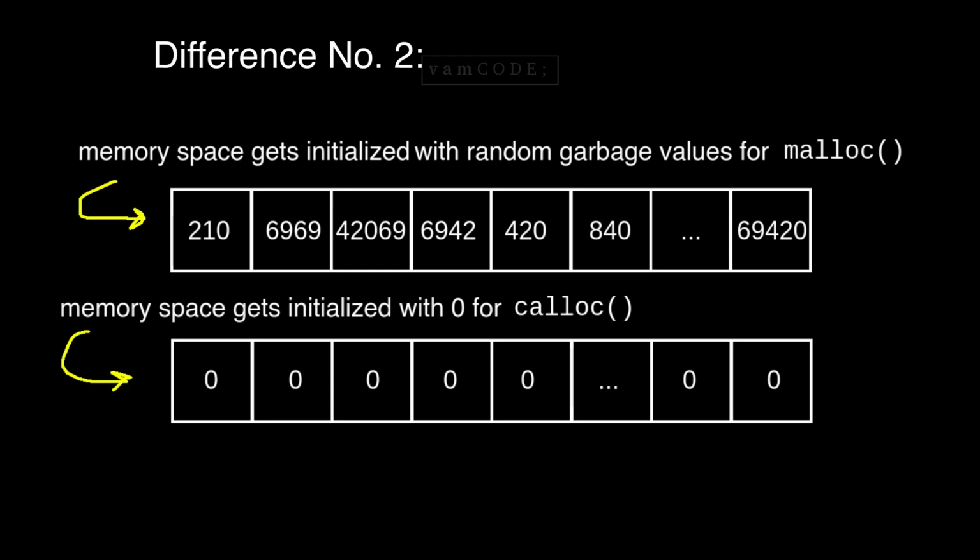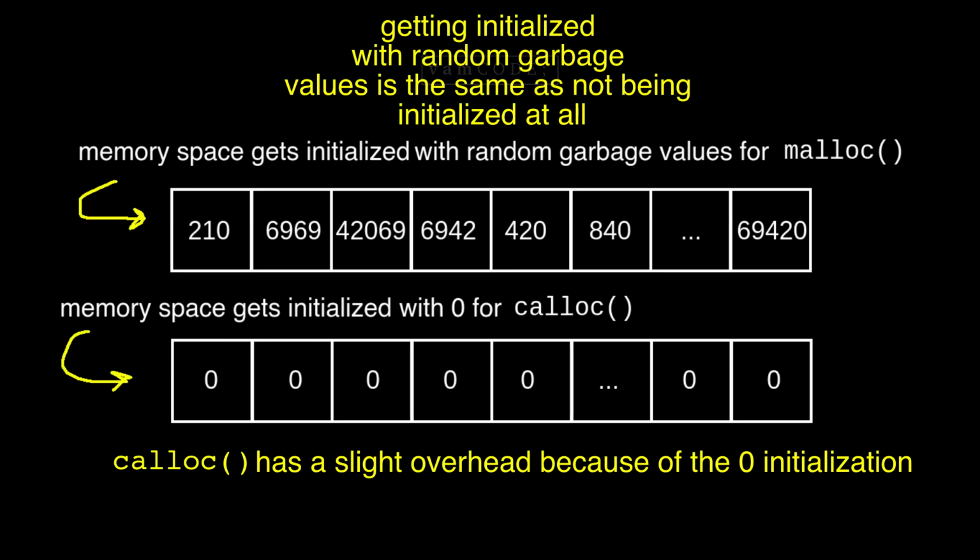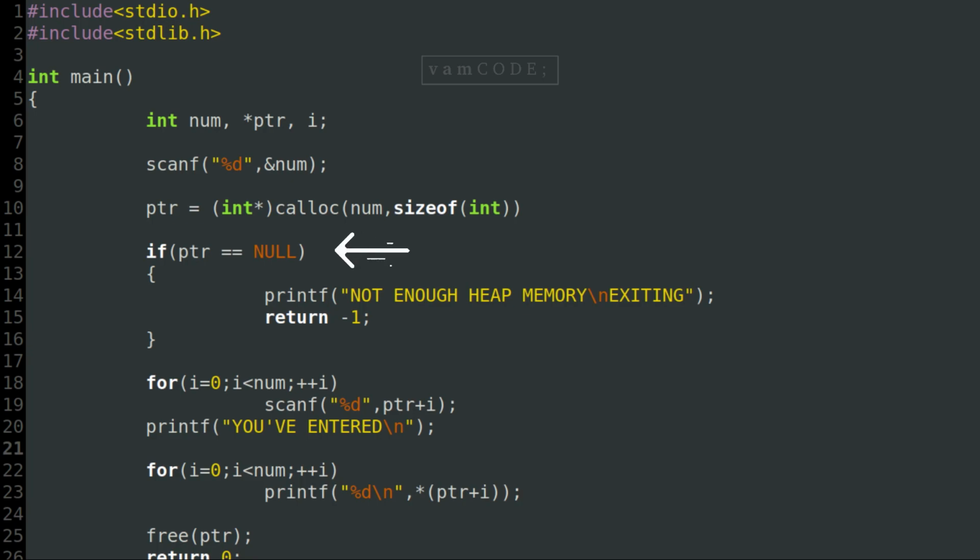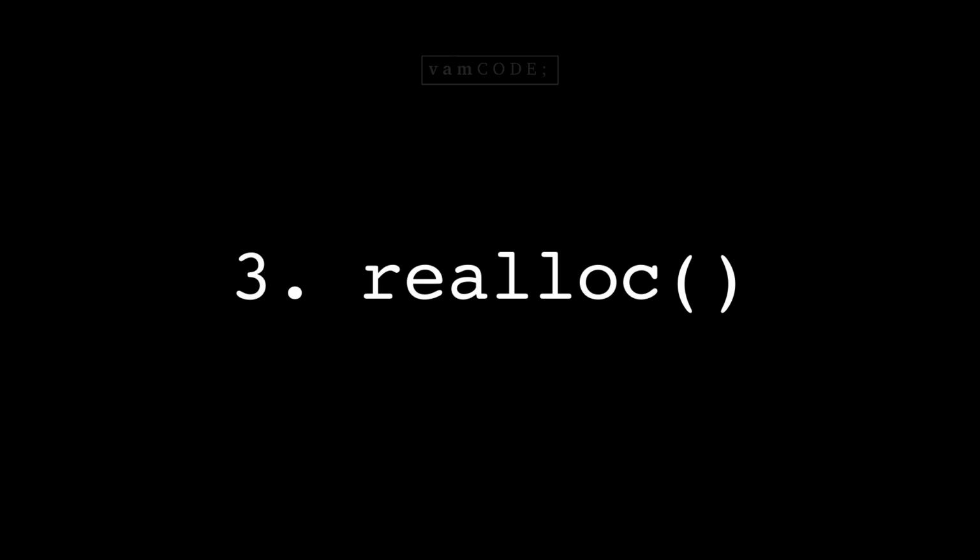The other difference between malloc and calloc is that the memory that gets allocated with malloc doesn't get initialized, whereas the memory that gets allocated with calloc gets initialized with 0. Because of this, calloc has a slight overhead compared to malloc, as the system not only needs to allocate memory, but also now has to initialize all the memory spaces with a 0. Finally, just like malloc, you also need to check if calloc is equal to null, in case of a failure in memory allocation. Now let's move on to realloc.